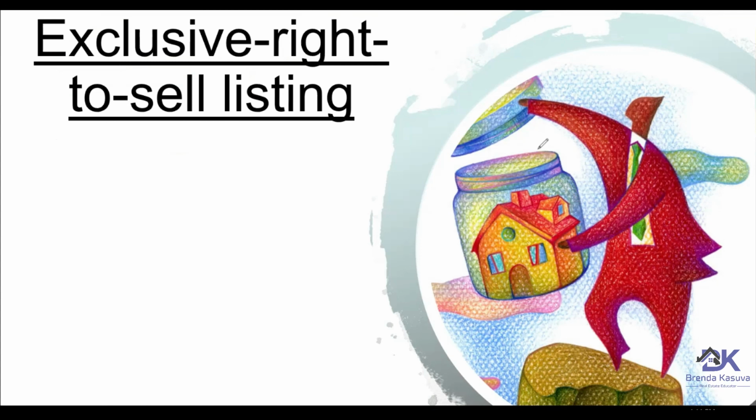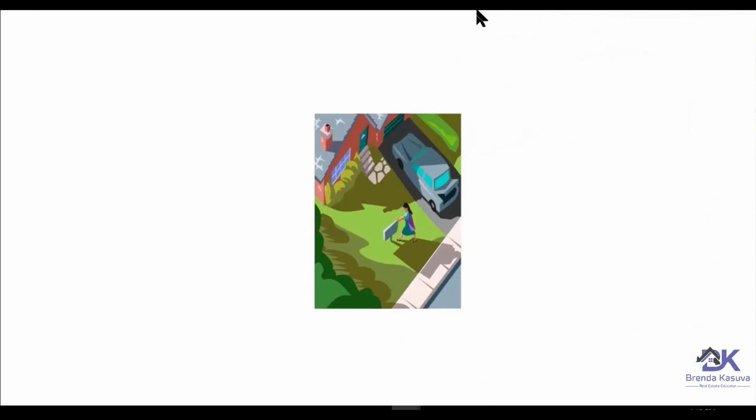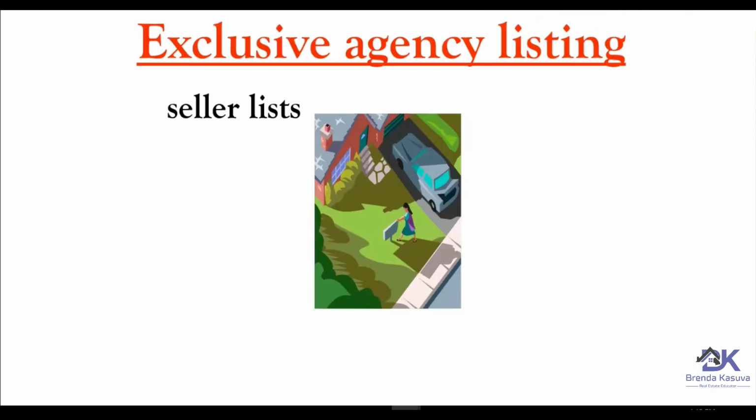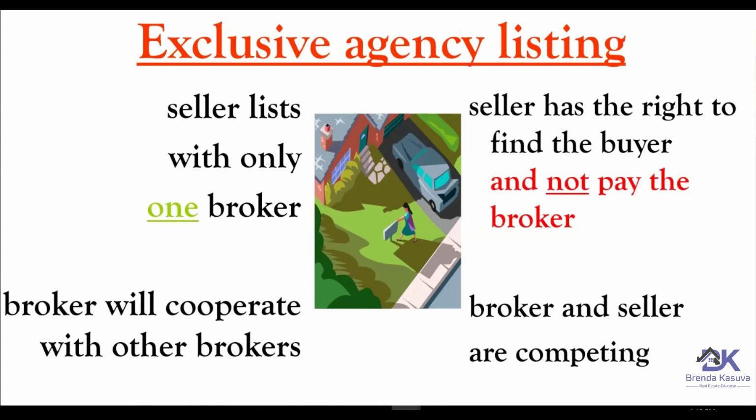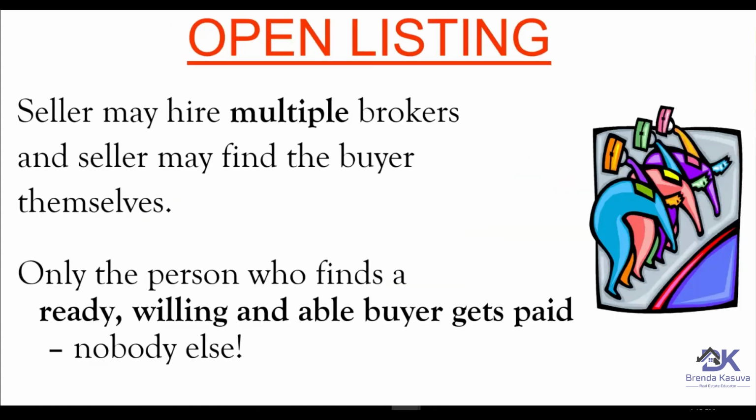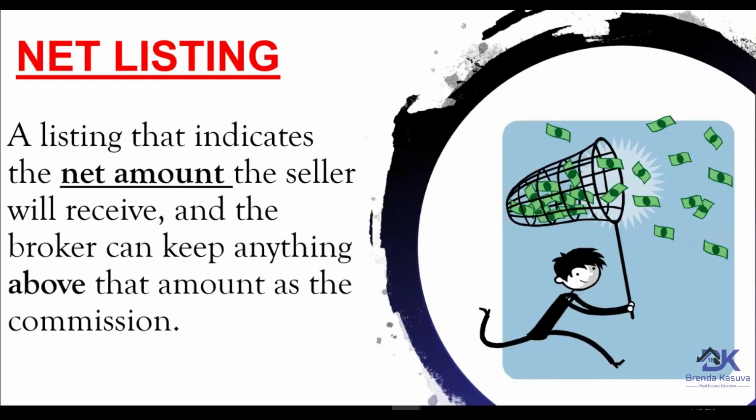Good. How about exclusive agency? Pretty much it's the same thing, but if the seller sells the house themselves, they keep the commission. Perfect. And then you know about open listing. Open listing is that the seller can have as many licensees as he wants, and whoever sells the house gets the commission. Good. And then net listing, you know that the seller has to say, I want to make this amount. Whatever is over is yours.